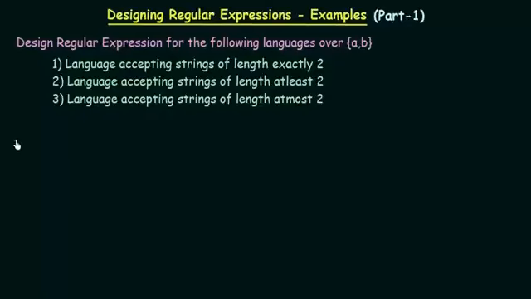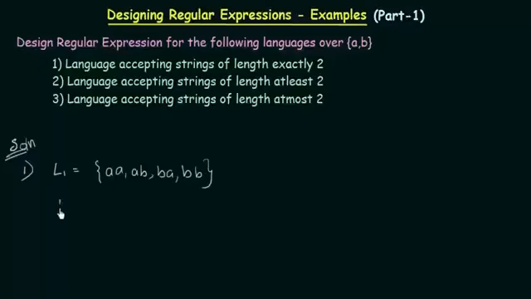Okay, so let's do the solution over here. Let us first do the first one. Let's say this is language L1, and this is a language that should accept the strings of length exactly 2. So if our alphabets are a and b, what will be the strings of length exactly 2? The possibilities are aa, ab, ba, and bb. So these are the only strings that will be accepted in this language L1.